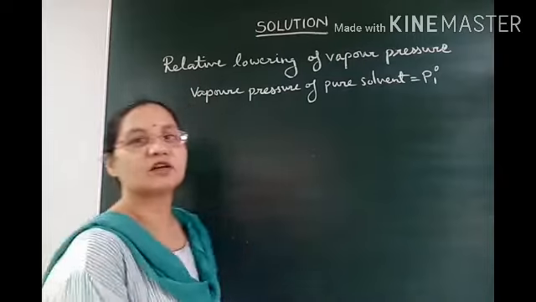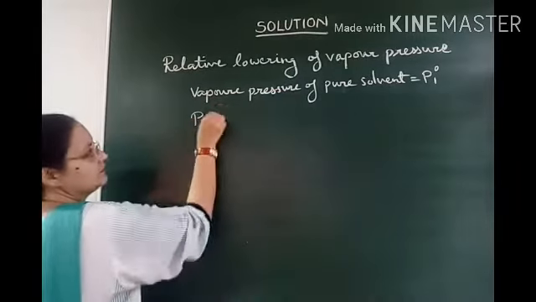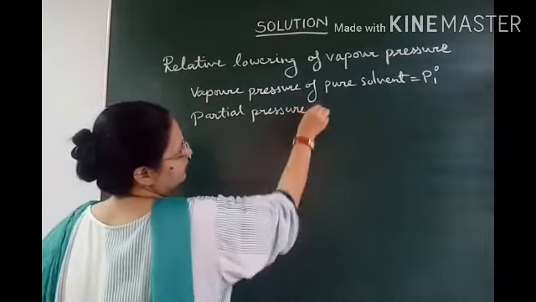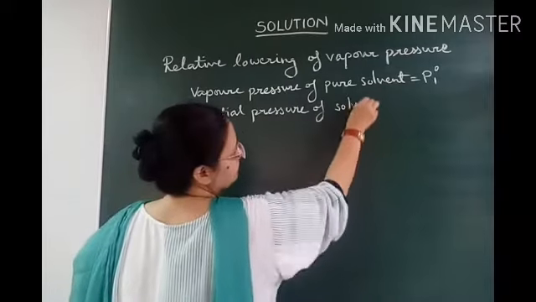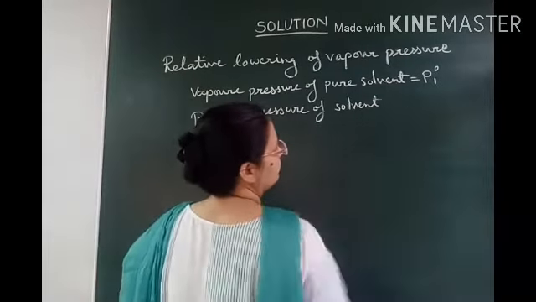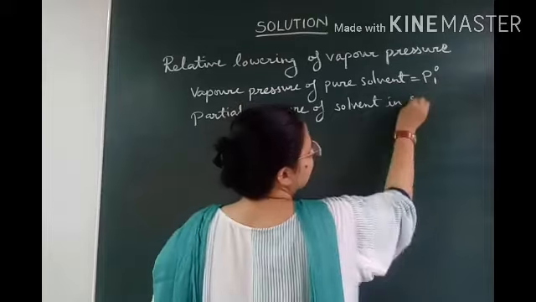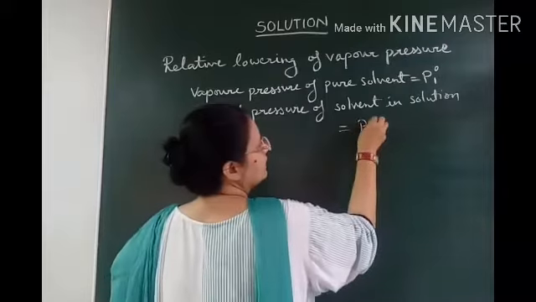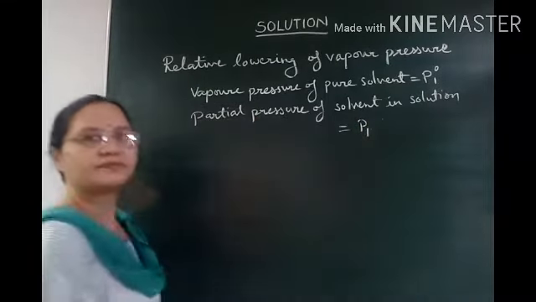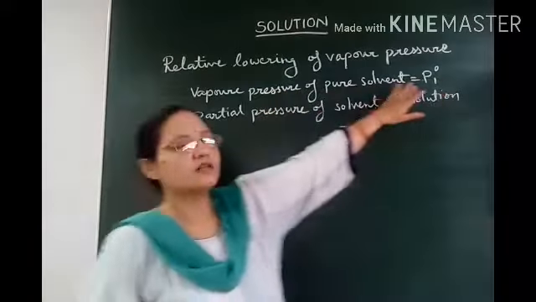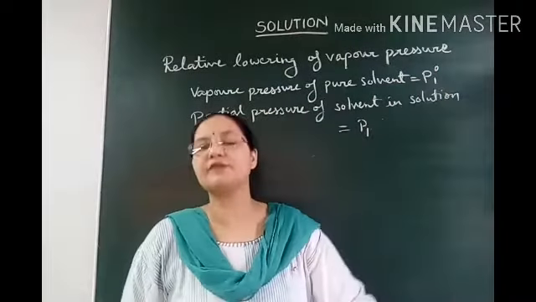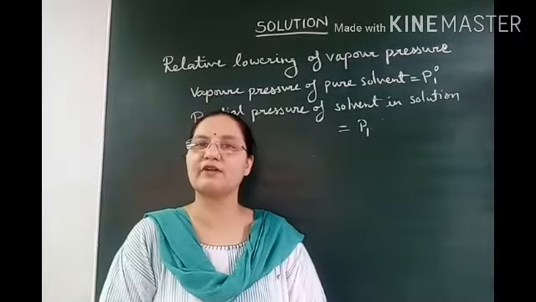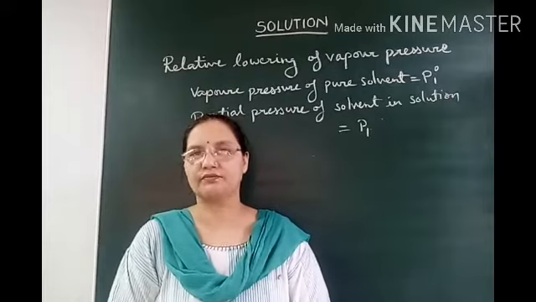So the vapor pressure, or we can say the partial pressure, of solvent in solution is P1. P1 naught is the vapor pressure of the pure solvent before adding the solute, and P1 is the partial pressure of the solvent in the solution form.